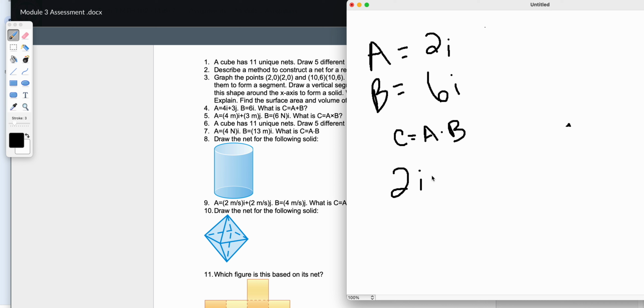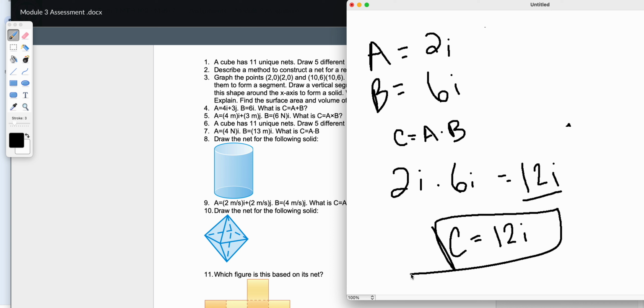So if I had 2i times 6i, that would be 12i. You don't get i squared because it's a vector. So my vector c is 12i. The i is just a direction that it's going in. So there's your multiplication. For all of these, you would want to just do the arithmetic, but keep the i value.